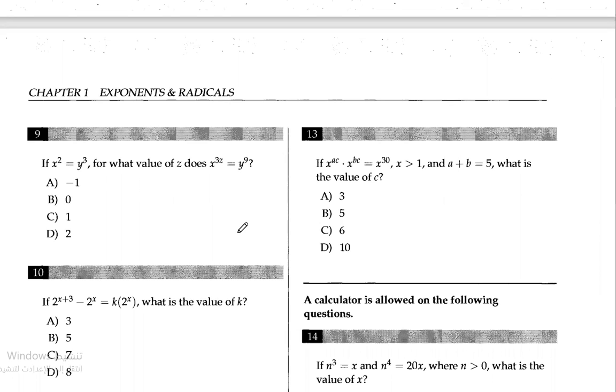We will take exercise 9 with Zainab. Okay, can you read number 9, Zainab, and try to solve? All right, so if x squared equals y cubed, for what value of z does x to the power 3z equal y to the power 9?